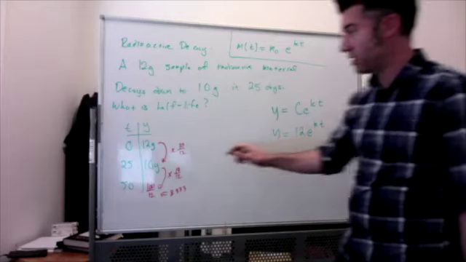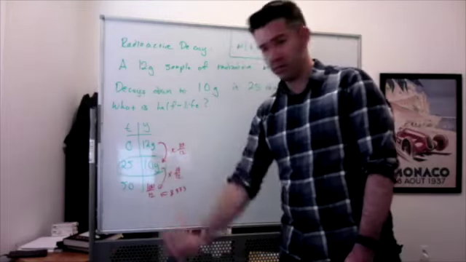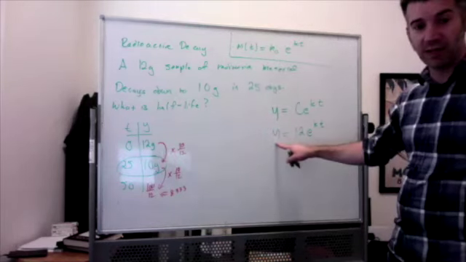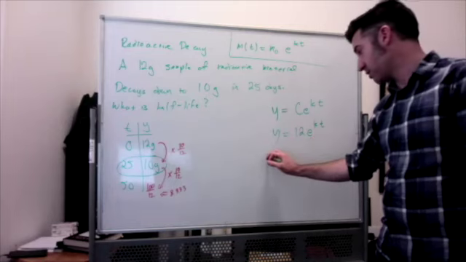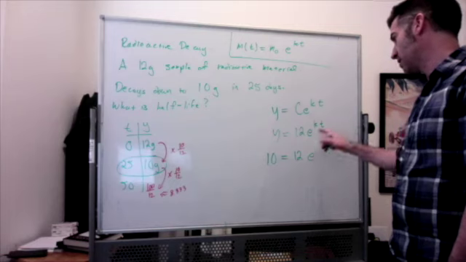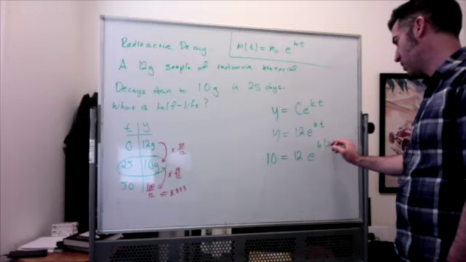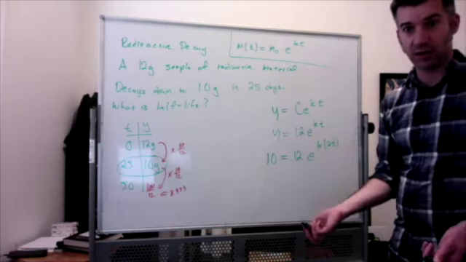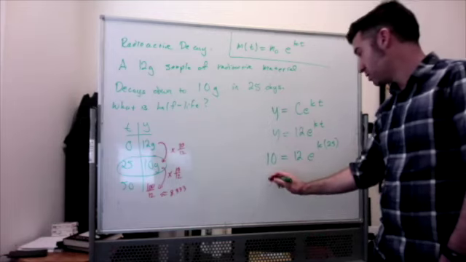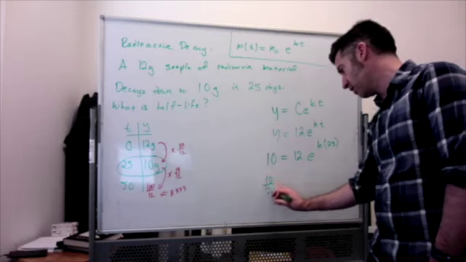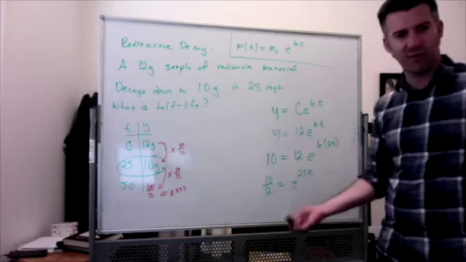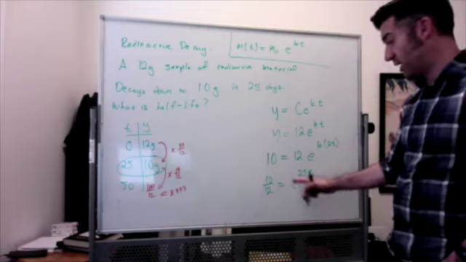And then we're going to plug in the other data point, where the time is 25 days and the amount is 10 grams, to solve for K. So we're going to set 10 grams equal to 12 grams times e to the K times 25 days, and then solve for K. So let's divide both sides by 12. So 10 divided by 12 equals e to the, I'm going to write this as 25 times K. That's pretty standard. And then we're going to take the natural log of both sides.